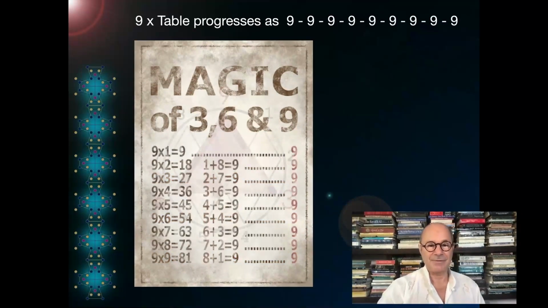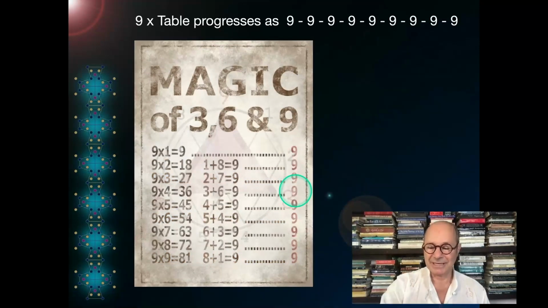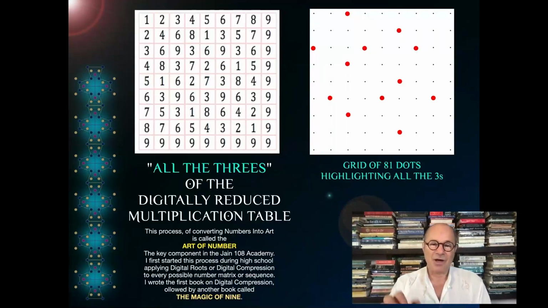And this one here is the 9 times table. We know that 9 multiplied by itself always gives us a 9. So 9 fives are 45, 4 plus 5 is 9. And the 6 times table is a repetition of 639, 639. So we're looking for repetition. That's what excites us. But the whole multiplication table is now reduced to single digits, and we call this the Vedic square.